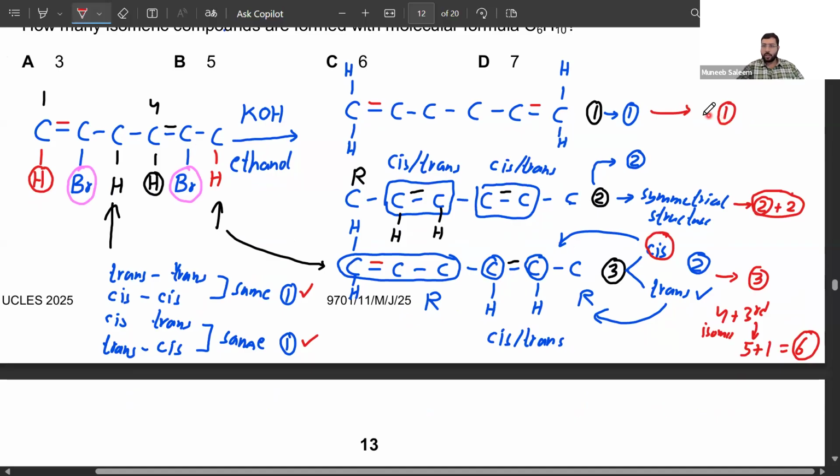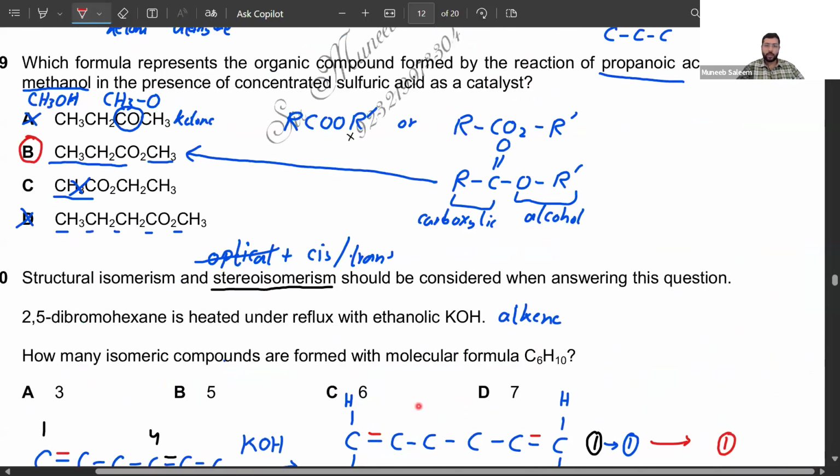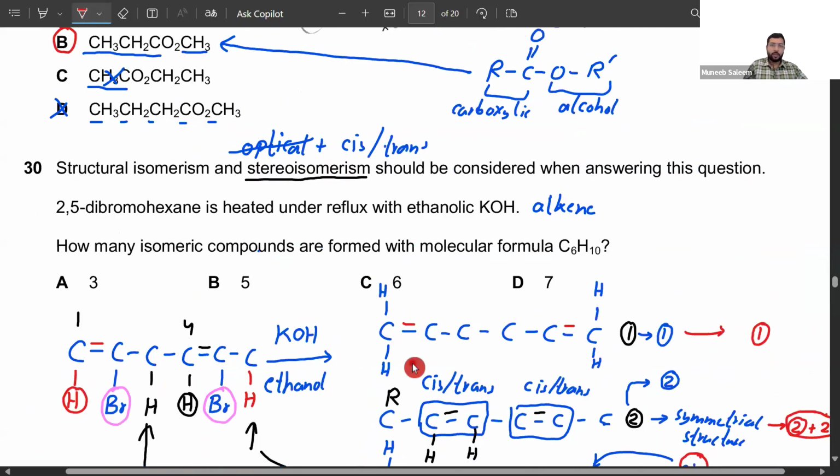To make it clear again, this is my first isomer, this is my second isomer, this is my third isomer. So 3 isomers, 3 compounds, you could say. And then the second compound was split into 2 more isomers. So 3 plus 2, 5. And the third isomer was split into one more isomer, that is 1. So 5 plus 1, 6. So there are a total of 6 compounds formed as a result of this reaction. So that's why the correct option becomes the C option.